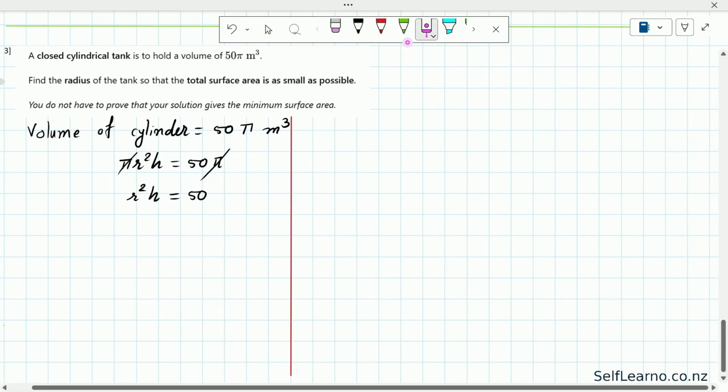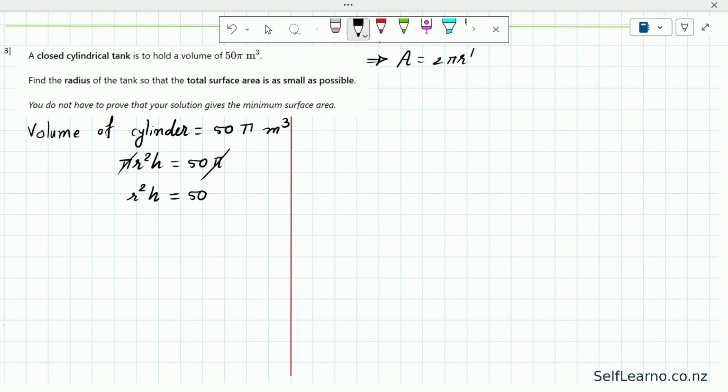What do you want to optimize? You want to optimize the total surface area. So I will write the formula over here. The total surface area is 2 pi r h plus 2 pi r square. This is the total surface area. So I have to differentiate this A with respect to r. And see why I am keeping r in our discussion. That is very, very, very important.